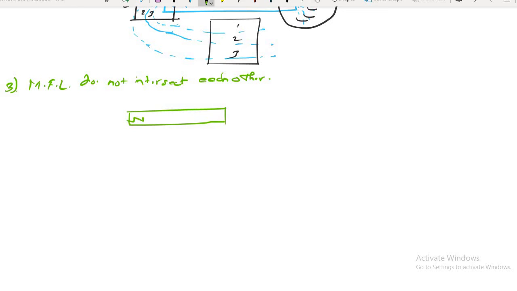North pole, south pole. We can do this experiment with any type of magnet, a horseshoe magnet also we can take, but just for your convenience, I am showing it with the bar magnet. So they never intersect each other. This is one magnetic field line, this is another magnetic field line. There will be no possibility that the magnetic field line will come like this. That means they will never intersect each other. This thing cannot happen.